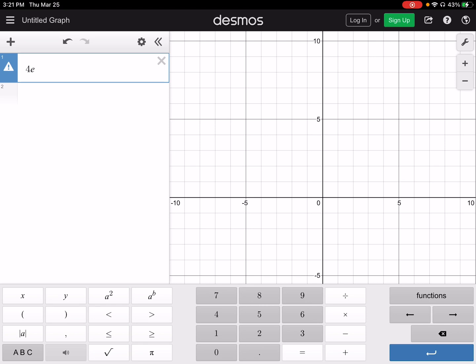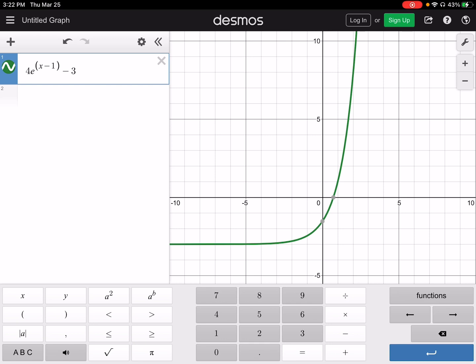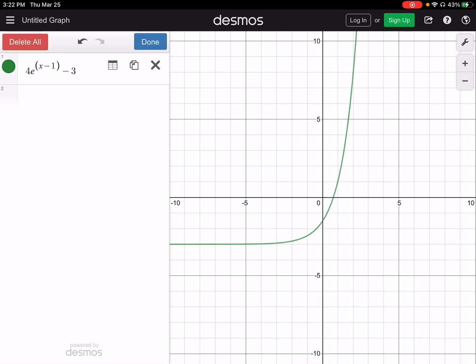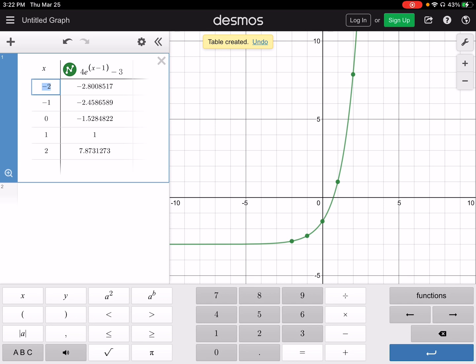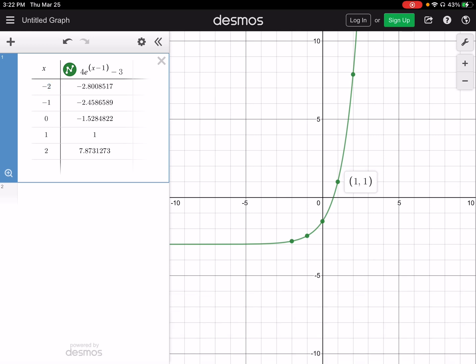Now my power has an x minus 1, so I need to use parentheses, because if I don't, what Desmos is going to do is it's going to kick that minus 1 down out of the exponent, okay? And I want to get myself out of the exponent now and put the minus 3. Okay, I'm going to hit the little widget and it's going to give me my table, and I just pick 3 numbers from there. I can pick any 3 numbers. You can even just click them on the graph.